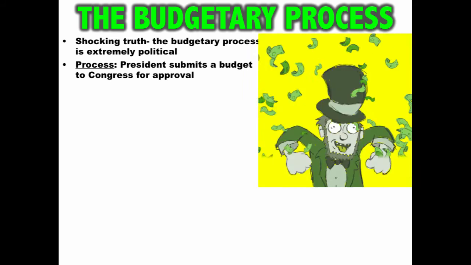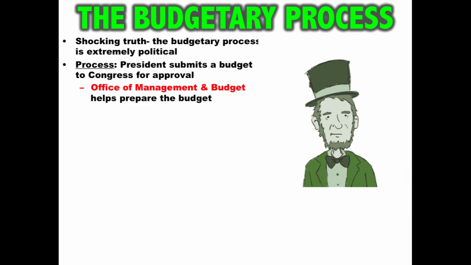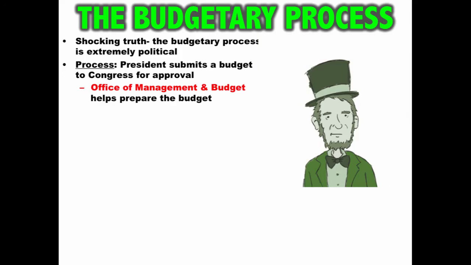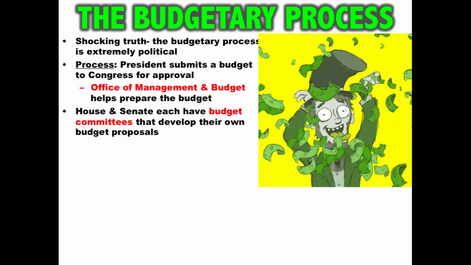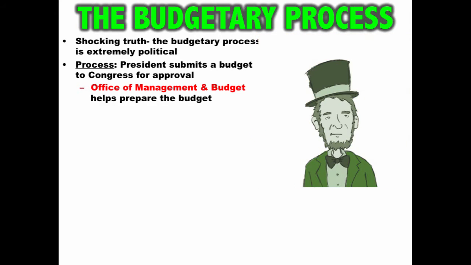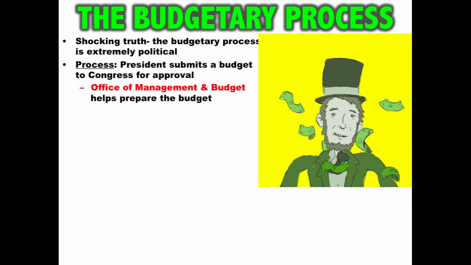So the process is this: the president submits a budget. The Office of Management and Budget, OMB, as it's called on the streets, helps prepare the budget, gets it ready, and the president will approve it. And once the president approves the budget, it goes to Congress. Now, this is not the official budget because Congress has the power of the purse, but the president does, with the help of the OMB, prepare their budget.